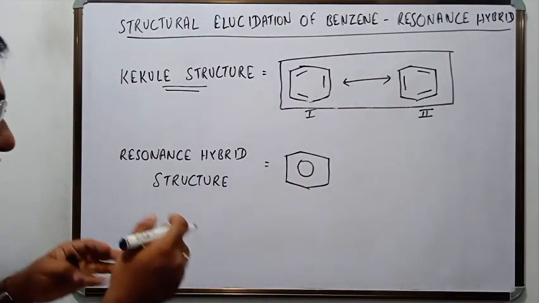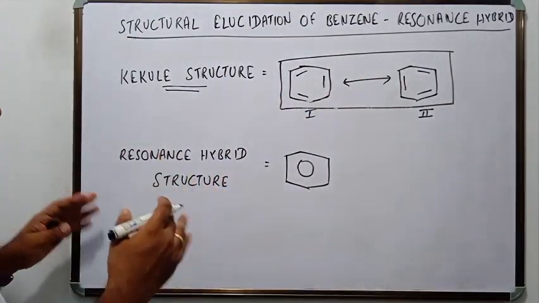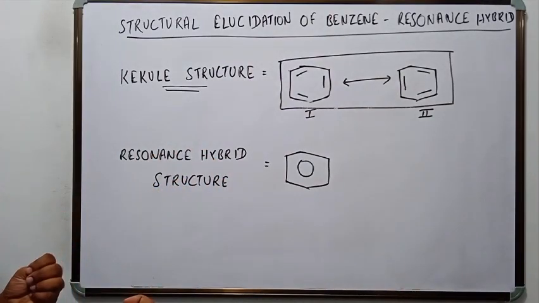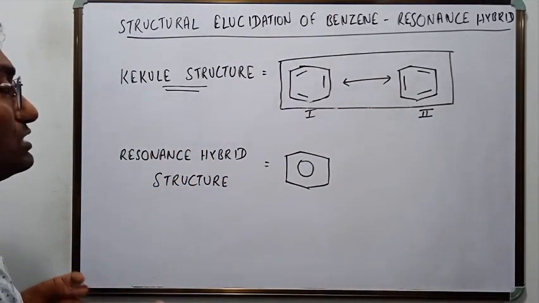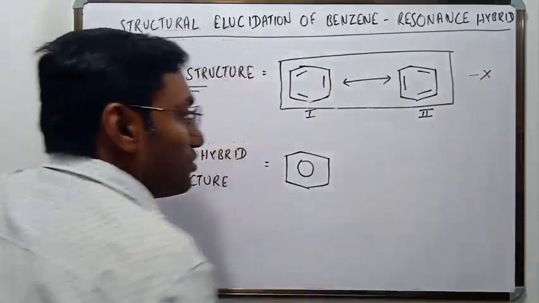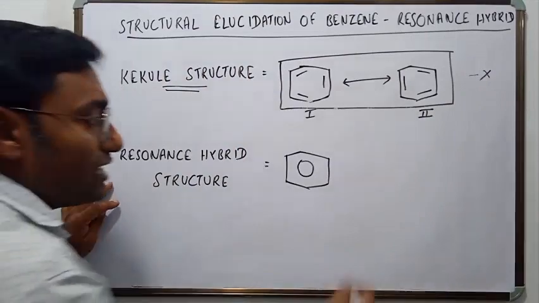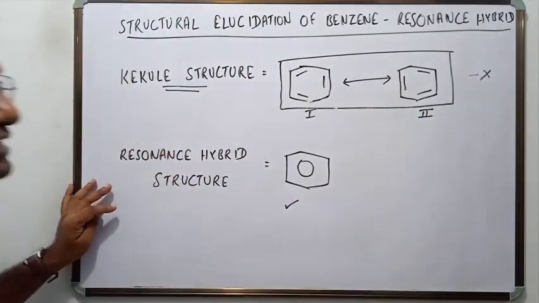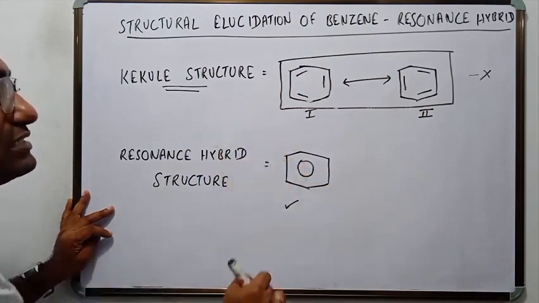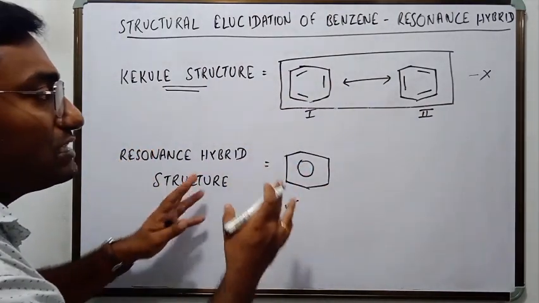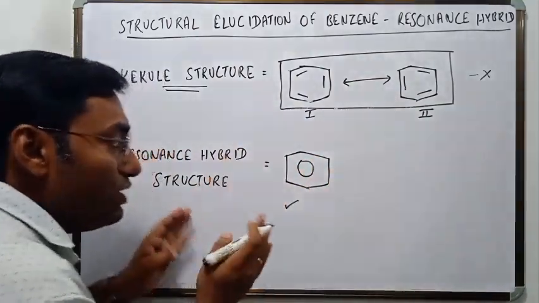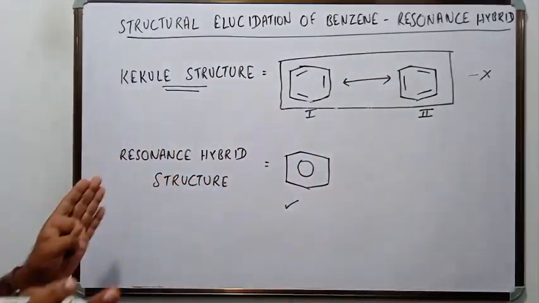Now after Kekulé, with the advancement of technologies like X-ray diffraction measurement methods, it was proved that this is not the structure of benzene. This is a totally false structure of benzene. And the resonance hybrid structure is the correct structure of benzene. Now, what is a resonance hybrid structure? A resonance hybrid structure is a structure where the 6 carbon atoms equally share the 6 pi electrons.